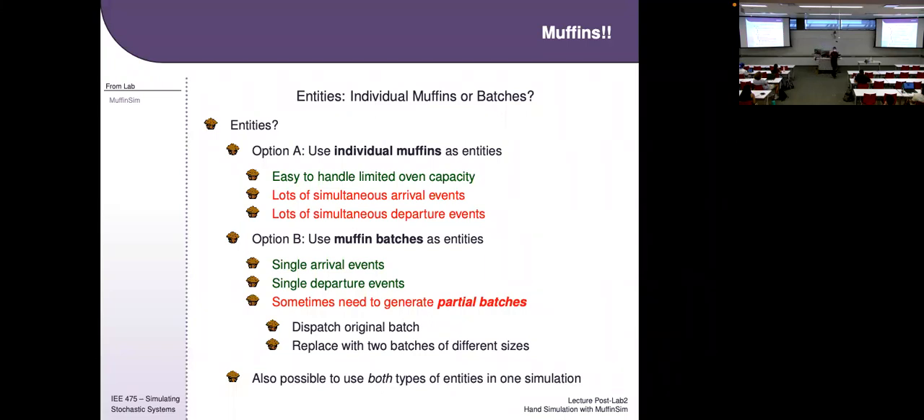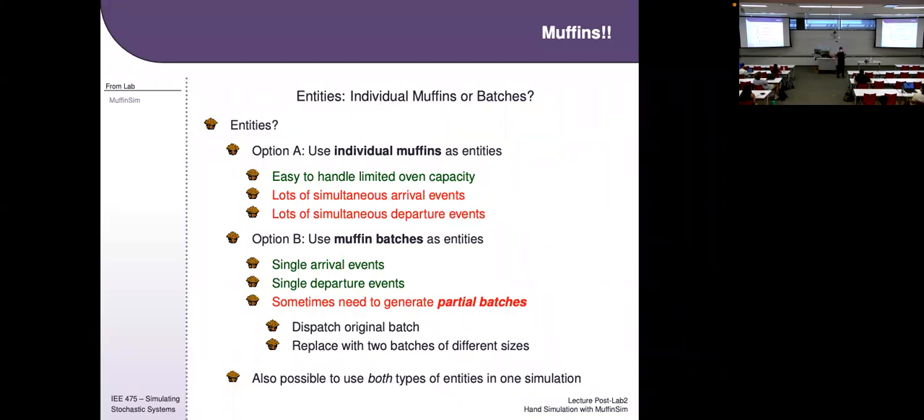So what are the entities here? Well, we can make two choices, which are both totally reasonable. We can use muffins themselves as the entities, and that makes it very easy to handle the limited oven capacity. The oven only can support like 30 muffins. So each individual muffin comes in, and once the oven is filled to 30, no muffins can get added to the oven.